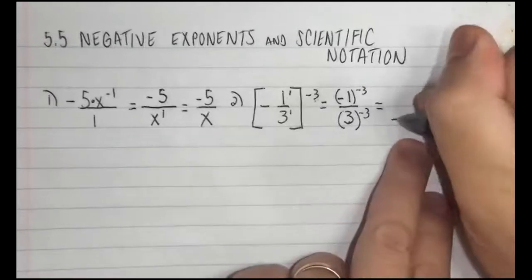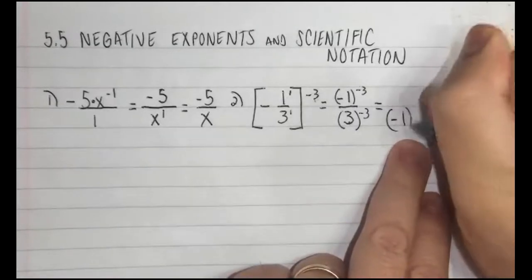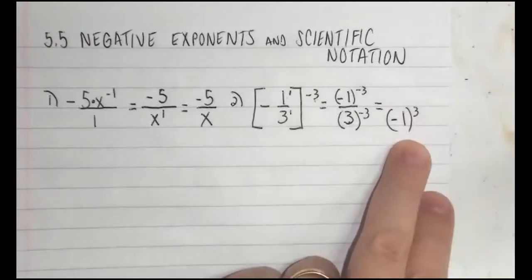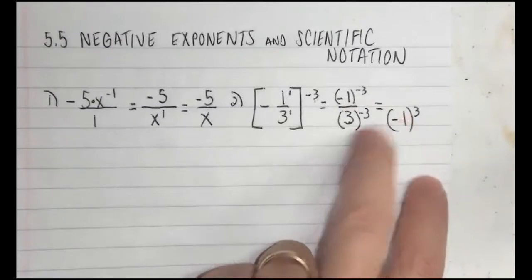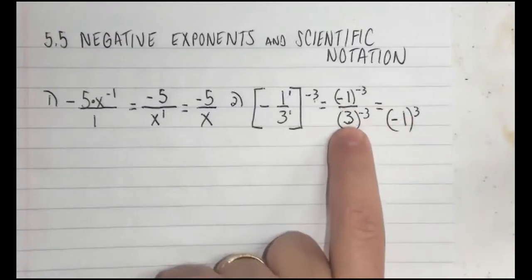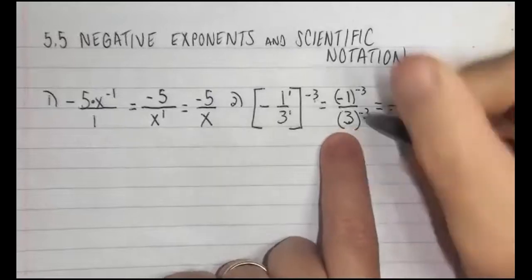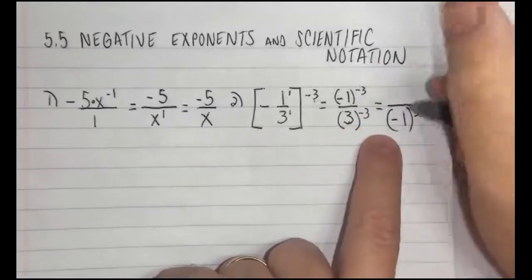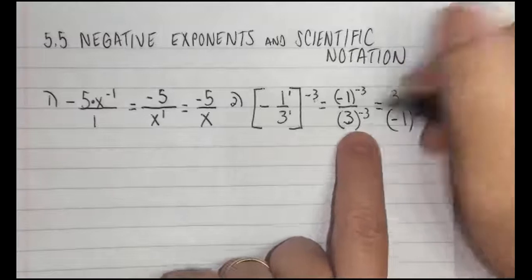I'm going to move it to my numerator. It's going to become -1 to the +3. Once you move it, it becomes positive. 3 to the -3, I'm going to move, it's in my denominator, so it's going to move up to my numerator. And when I move it to my numerator, it becomes positive.